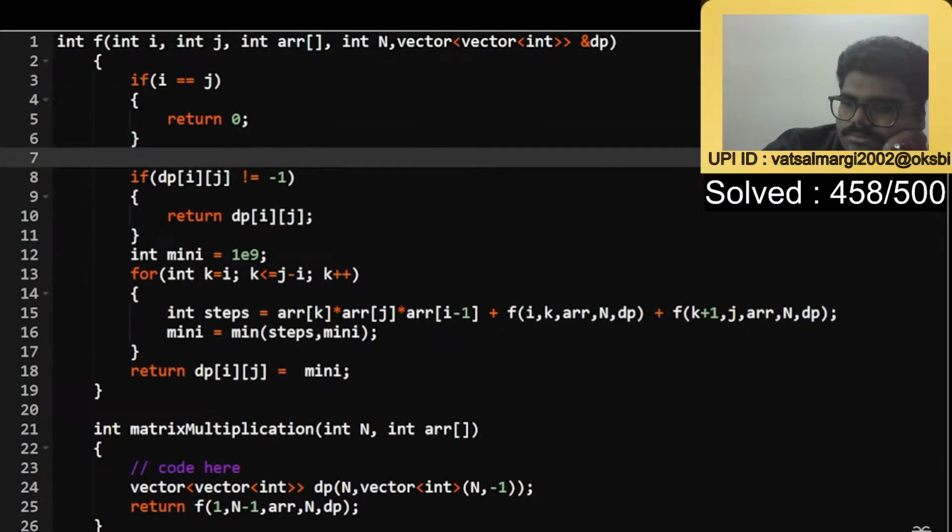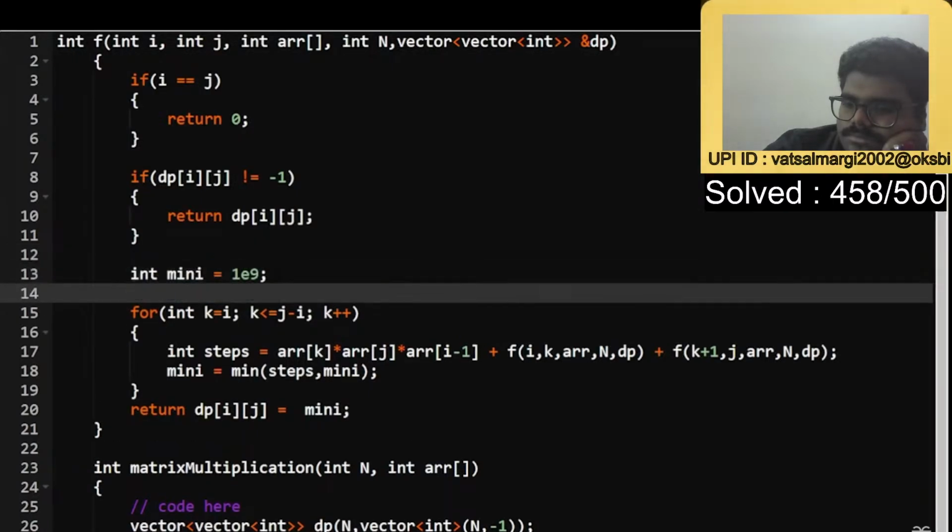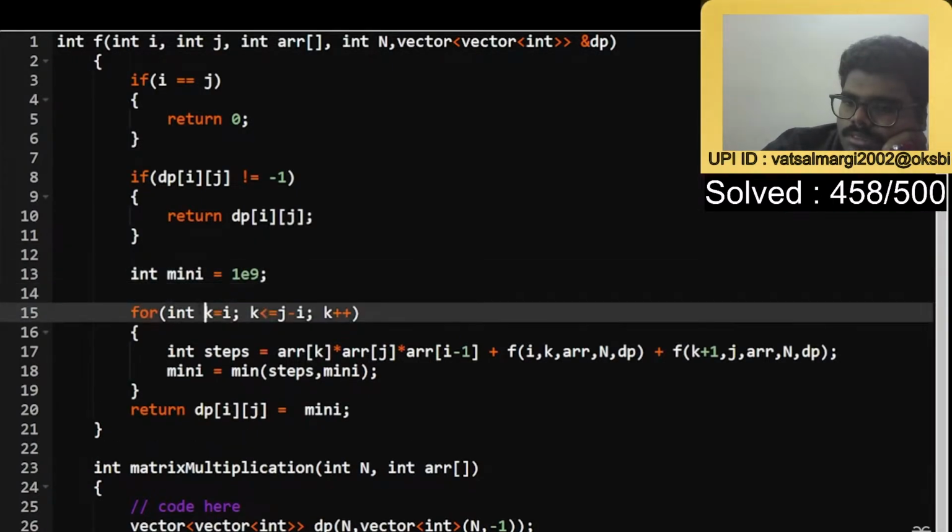Otherwise we check the dp of ij. This is the code for matrix chain multiplication. We'll also see the code which is very similar for the brackets in matrix chain multiplication, because if we know matrix chain multiplication properly, then we'll be able to implement the string addition part in the matrix chain multiplication itself. So what we'll do is we'll have the minimum initialized as int maximum. Then we will try to partition it at every step.